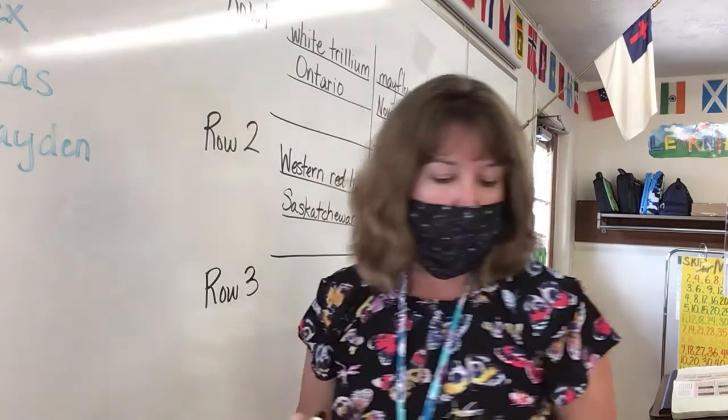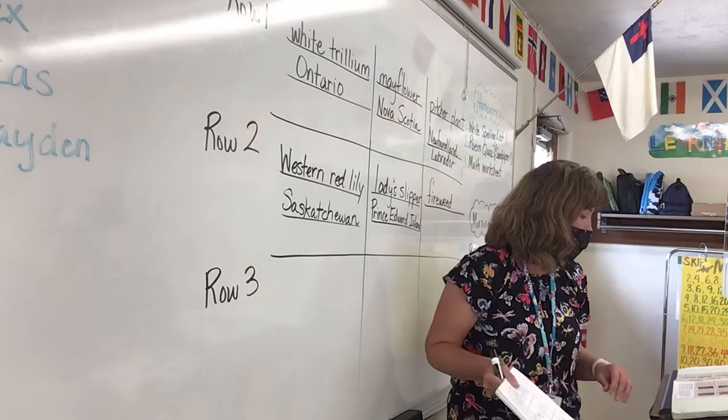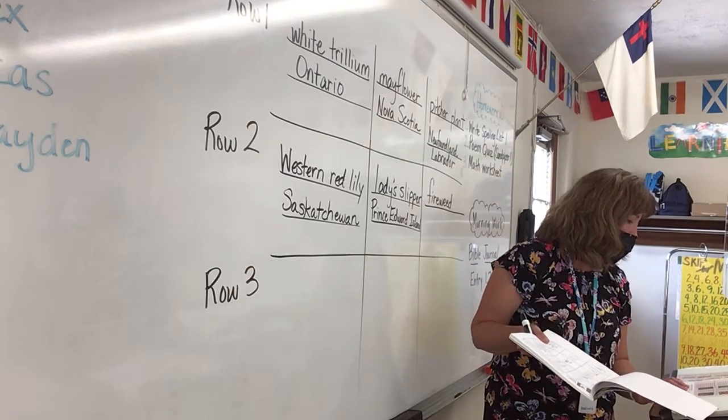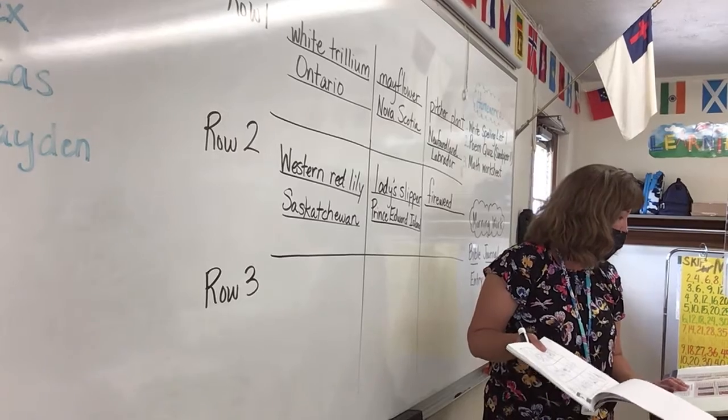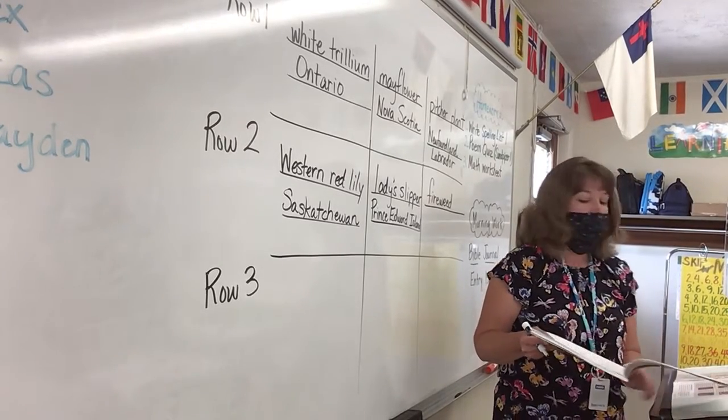Okay, and then row 3, what's that first flower called? What do you think that would be called? Logan? The wild rose. Yes.